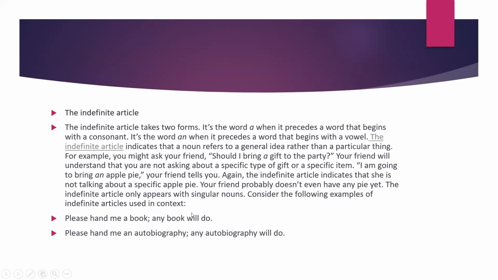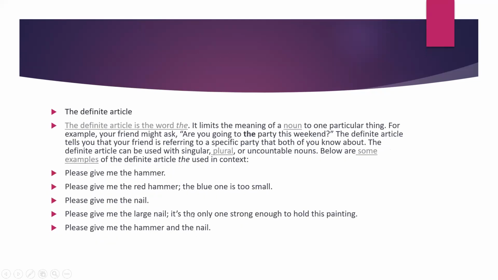So, what is the definite article? Only one definite article is there, that is the. It limits the meaning of a noun to a particular thing, like it specifies something. For example, someone may ask, "Are you going to the party this weekend?" So you are specifying one party. The definite article can be used with singular, plural, or uncountable nouns. So below are some examples.